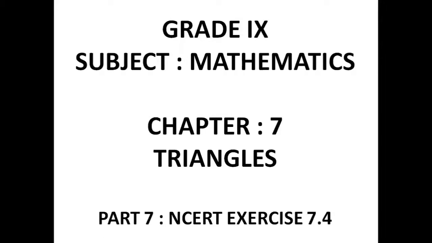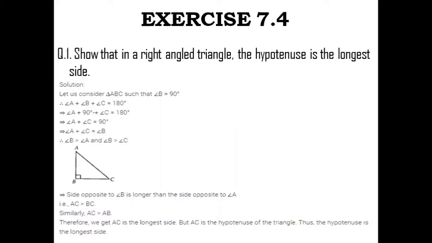Question number 1. Question number 1 of exercise 7.4 states: show that in a right angle triangle, the hypotenuse is the longest side. What are we supposed to prove? That in a right angle triangle, the hypotenuse is the longest side.